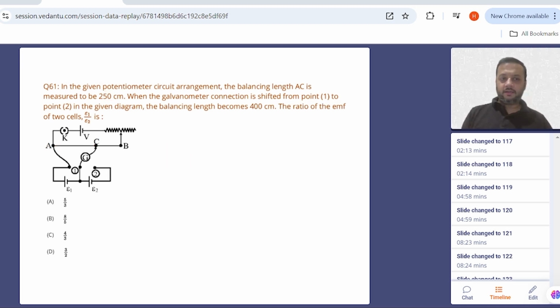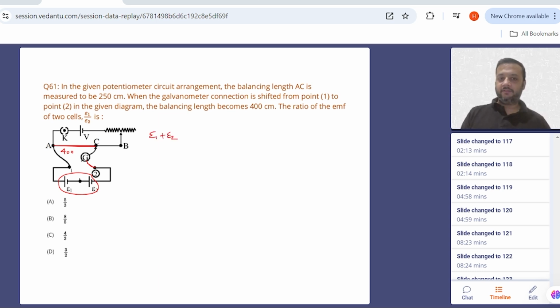Now, if you look at this again, so now point 1 was shifted to point 2. That means this circuit will actually look like this circuit. So if you again see, the effective cell in the secondary circuit becomes E1 plus E2, and the balancing length actually becomes 400 centimeters.